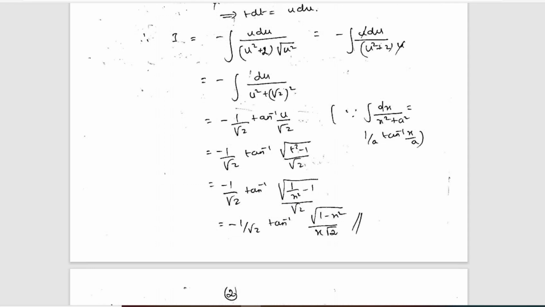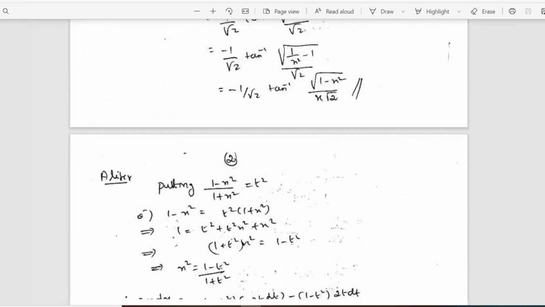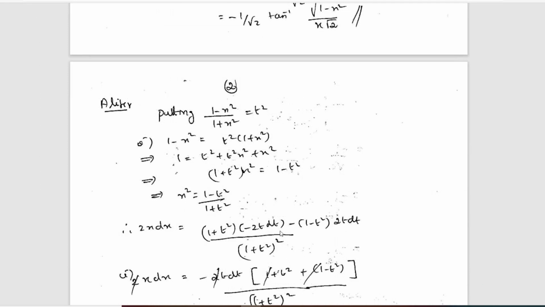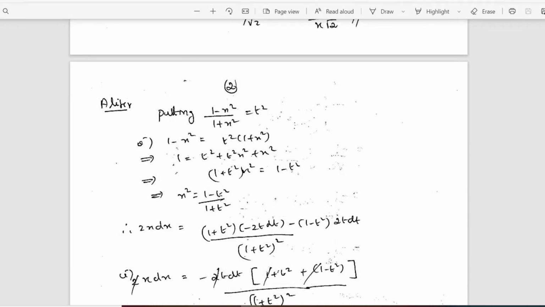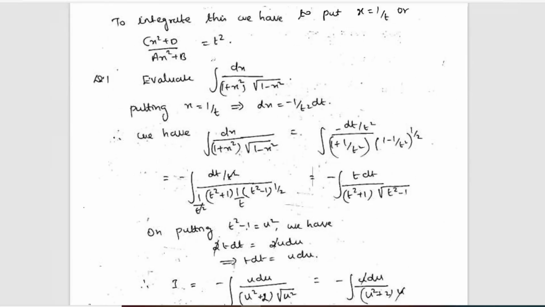But if you do this problem by using this substitution, that is, if you take cx square plus b by ax square plus b, what is it here? 1 minus x square by 1 plus x square. If you take 1 minus x square by 1 plus x square as t square, then it will be tedious. That I have done here. This is very lengthy, so this will be easy. So this is the easiest way to solve this problem. Instead of taking ax square plus b by cx square plus d as t square, we can take x equal to 1 by t. We can use this substitution.